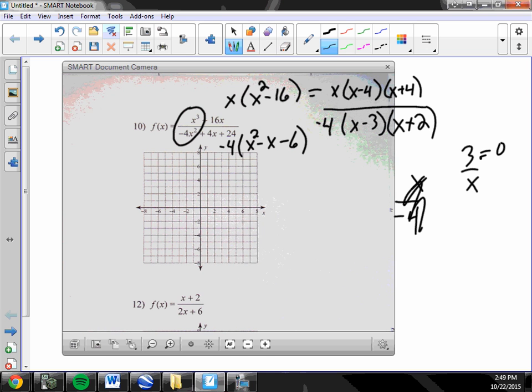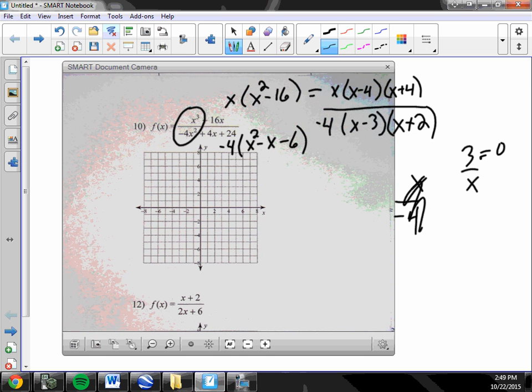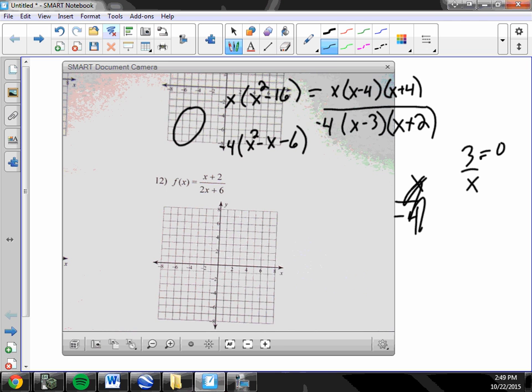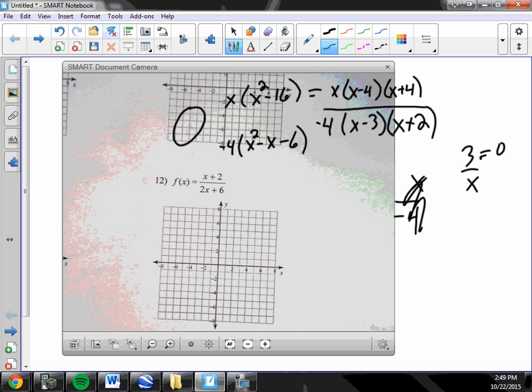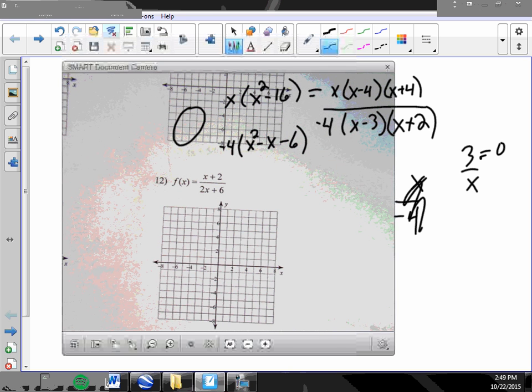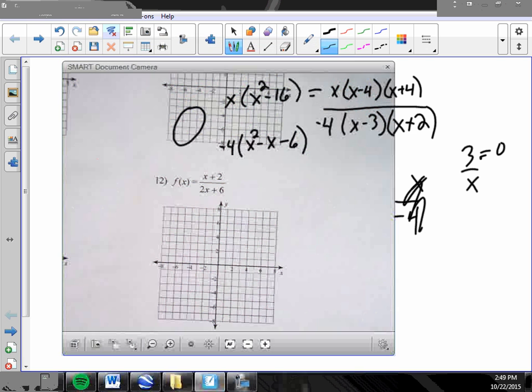Yeah, you want to do one with a hole? Let's do 12. Oh, no, that won't work. 12 doesn't have a hole. You know what? I've got the answer sheet. I'll find one that has a hole. Okay, number 13.